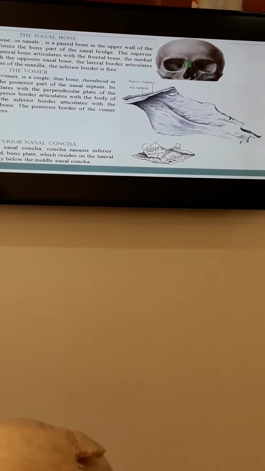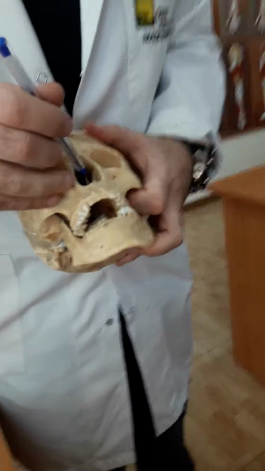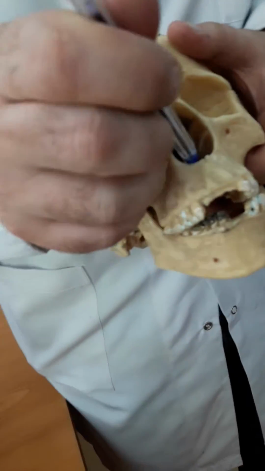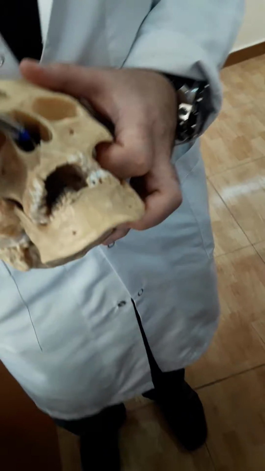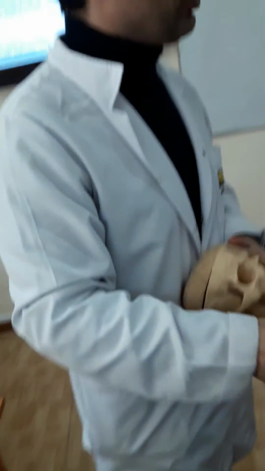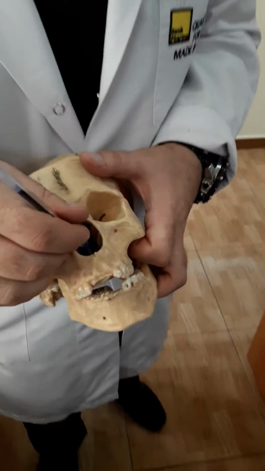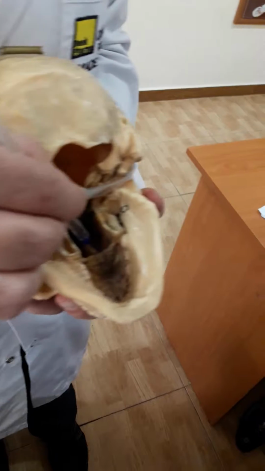The last bone, which is a single bone, we call the vomer. Look, everybody, it is inside of the nasal cavity. You can see the bone septa of the nasal cavity, which divides our nasal cavity into two parts, right and left. Superiorly, you remember, it is our perpendicular plate of the ethmoid bone. Inferiorly, connected with the perpendicular plate of the ethmoid bone, is the next bone, which we call the vomer.